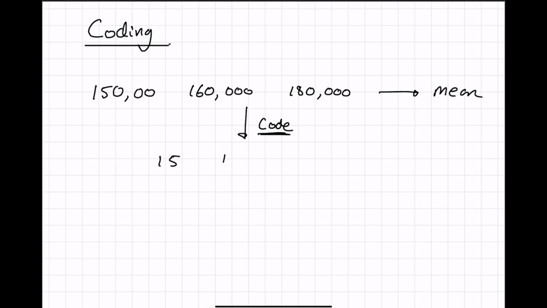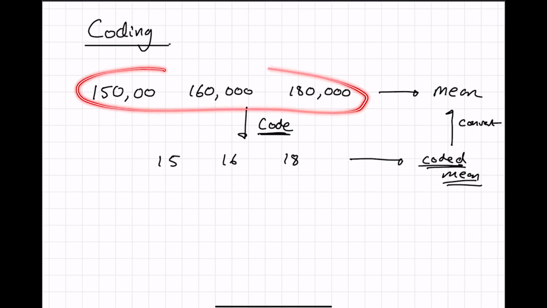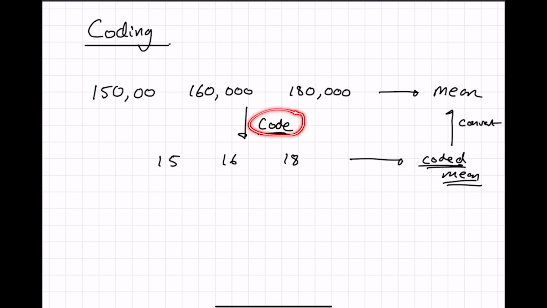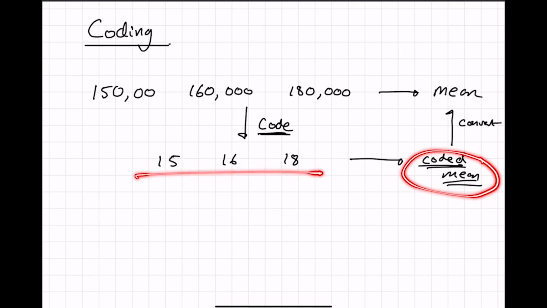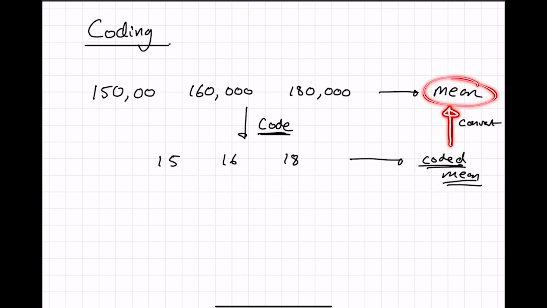So maybe turn this into 15, 16, 18. And then from that, I can find a coded mean. And then from my coded mean, I can just convert back to my original mean. So what's happened here? I had some data which is really complex and really hard to work with, or took up a lot of space in my computers, or was just very hard to work with in general. Then I came up with some sort of code which made it easier and converted it into its translated form. And now since I found the coded mean of this easier form, I could then convert that coded mean to find the original mean of my data.